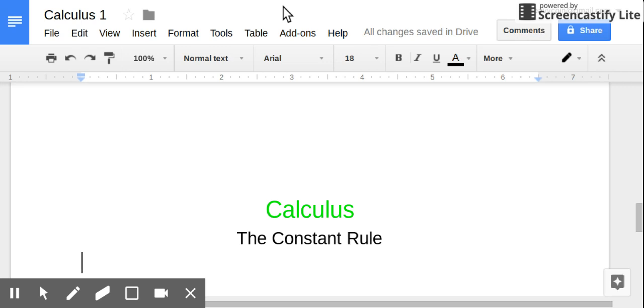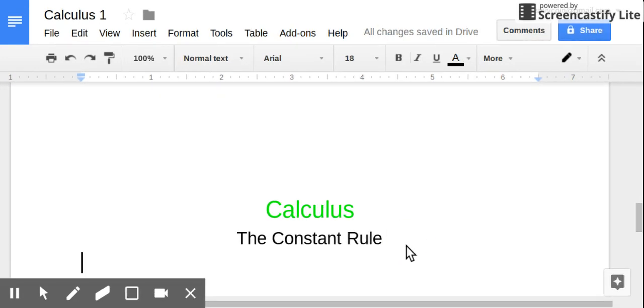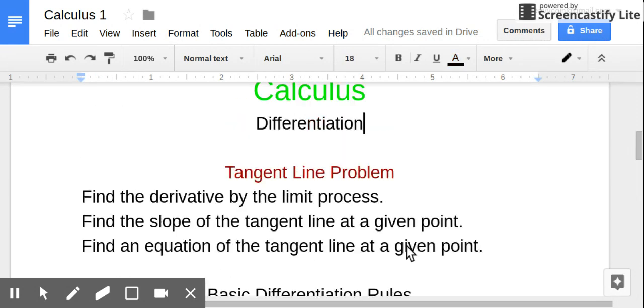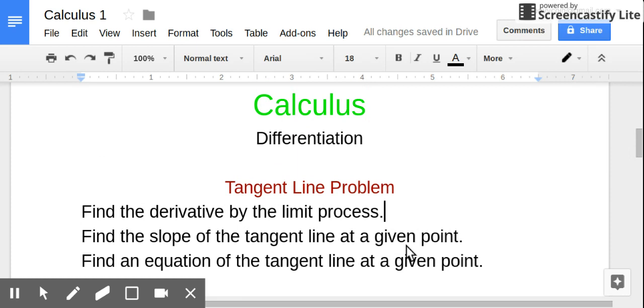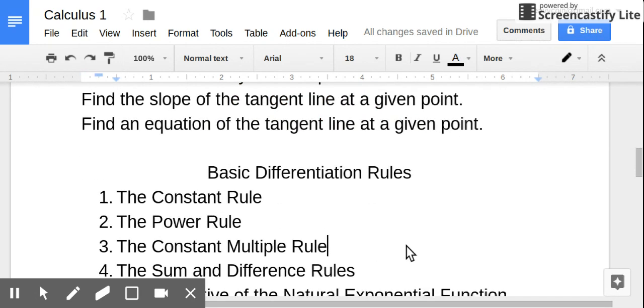In this section, we'll be going over the constant rule in calculus, which falls under differentiation. Let me go up to the top. As you can see here, we're working right down the list. In the previous sections, we talked about finding the derivative using the limit process, and then we found the slope of the tangent line, and then we wrote the equation of that line, of the tangent line.